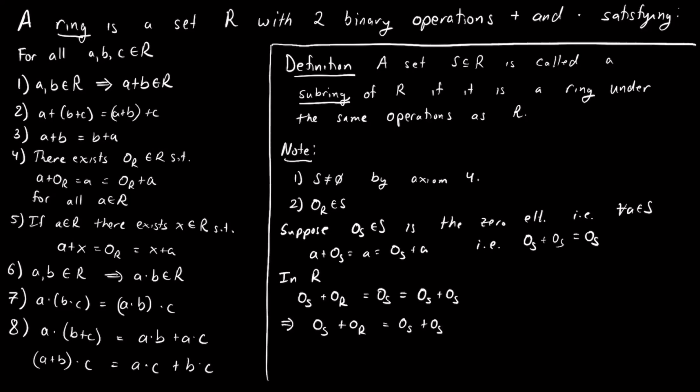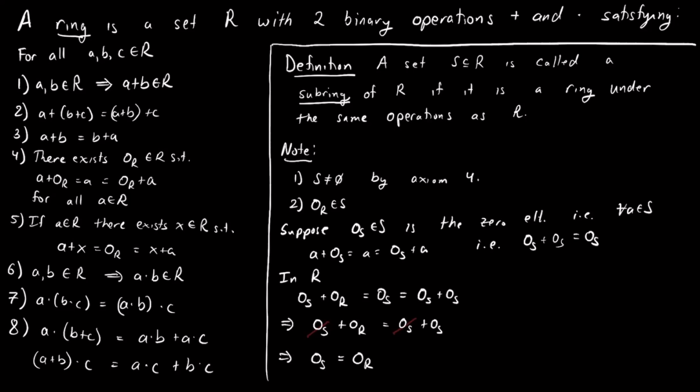If we recall, we had a cancellation law that we proved. So we're going to cancel these two 0_S's, and this is immediately going to lead us to 0_S is equal to 0_R. Okay, so we get that 0_R has to be in our ring S. The 0 element exists inside of S, and it's the 0 element of R.